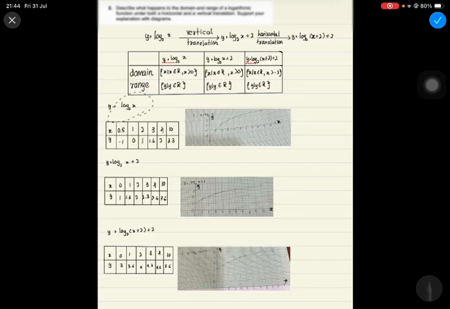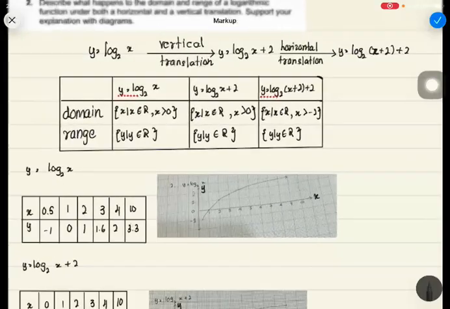After that, we have to draw a table for each: y equal to log x base 2, y equal to log x base 2 plus 2, and y equal to log of x plus 2 base 2. After that, we have to draw a graph for each table.